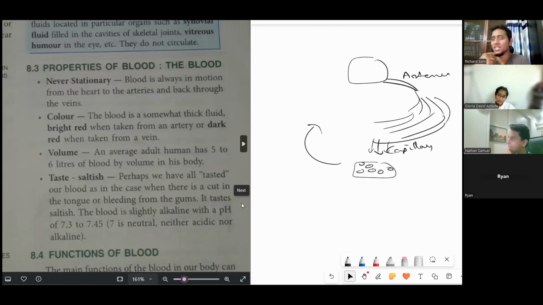So now the thing is, your blood can change pH. It can become less than 7 also. If it becomes less than 7, that means it becomes acidic. Above 7 is alkaline. Below 7 is acidic. So when does your blood become acidic? When does it become below 7? Why does it become below 7? What makes it below 7?